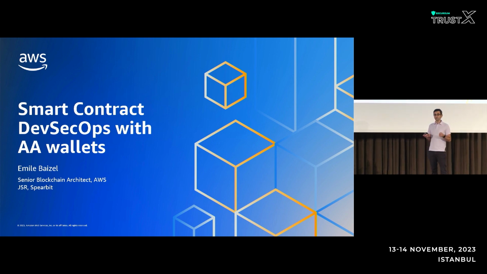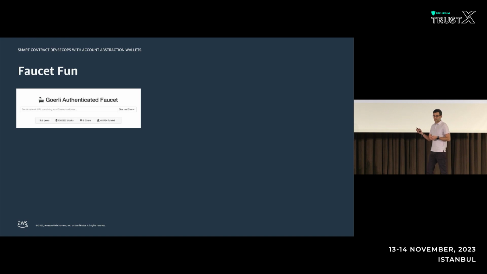So in this talk, I'm going to show you how you can improve the security posture of your smart contract development workflow by using account abstraction wallets. My name is Emil Basil. I'm a solutions architect at AWS, specializing in blockchain, and I'm also a JSR with Spearbit. Let's get started. It's a bit of faucet fun.